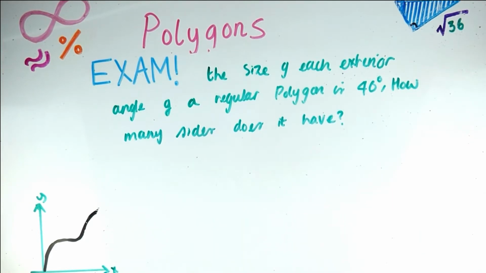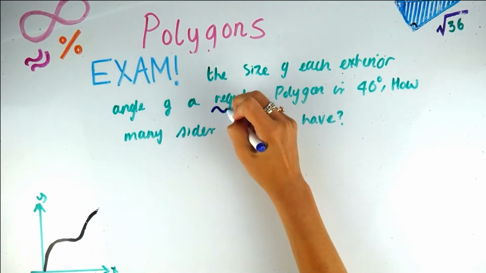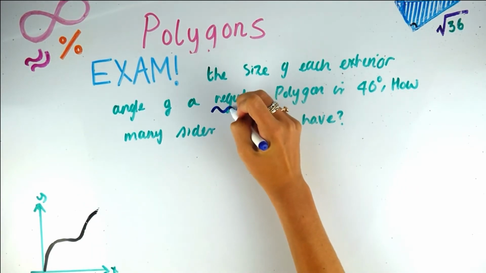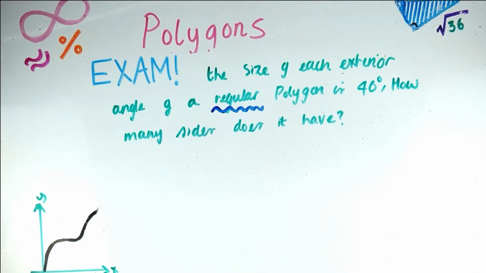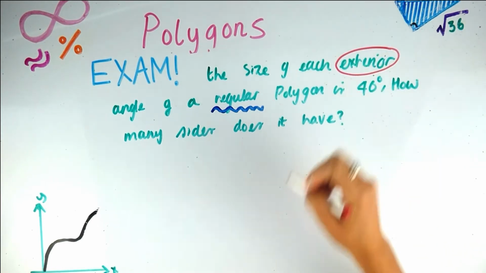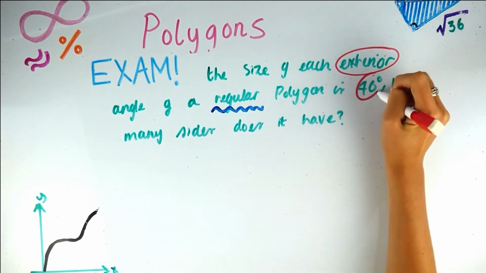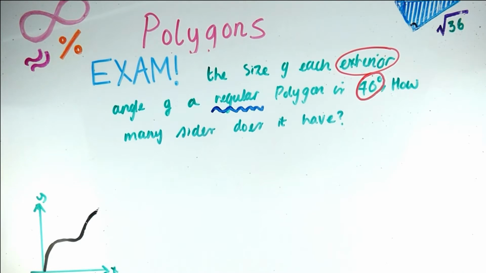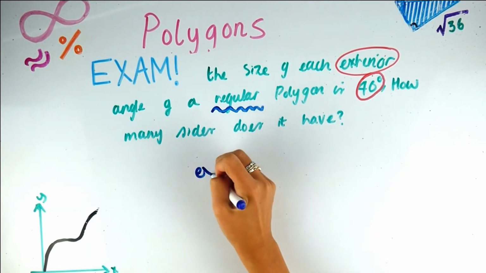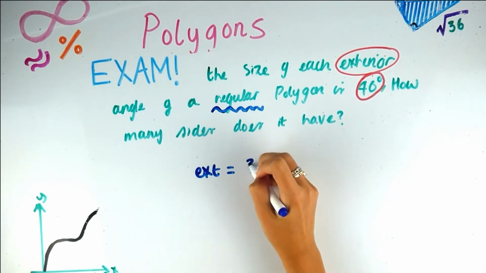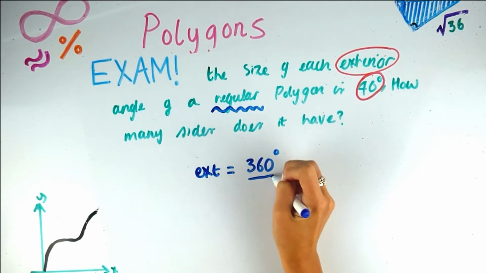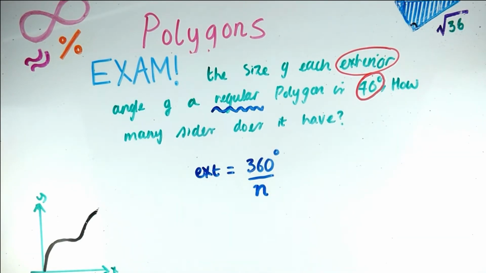Okay, so this question says the size of each exterior angle of a regular polygon is 40 degrees. The first thing to note is it's regular, so all the interior angles and lengths are the same. How many sides does it have? So in this question, I've been given the exterior angle is 40 degrees. From our equation for a regular polygon, an exterior angle is 360 divided by the number of sides. So n is what we're looking for.